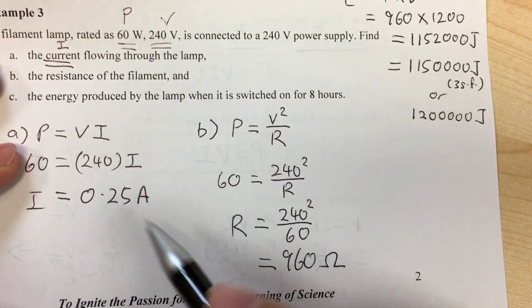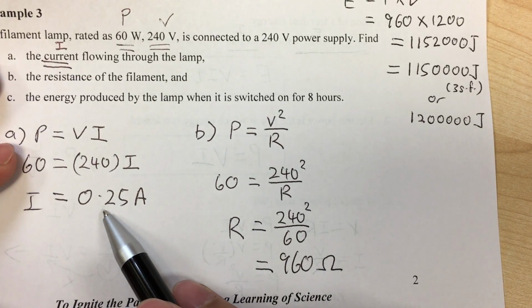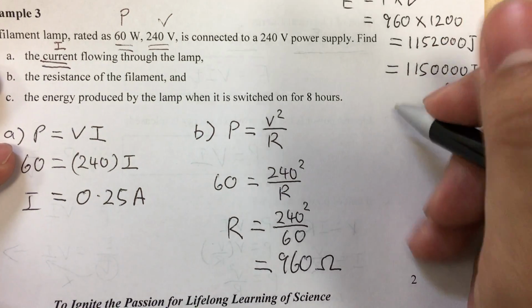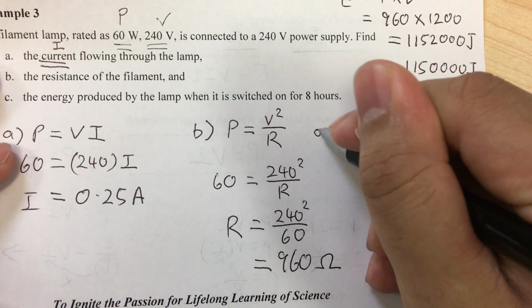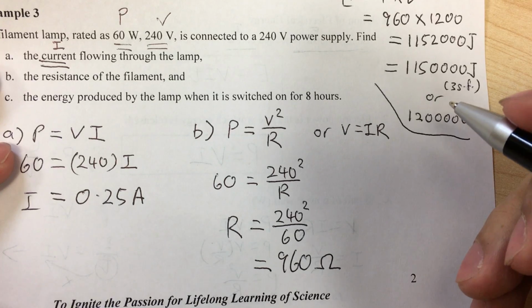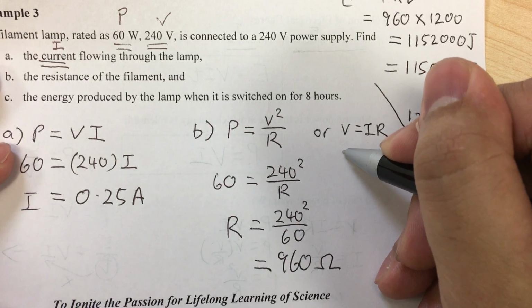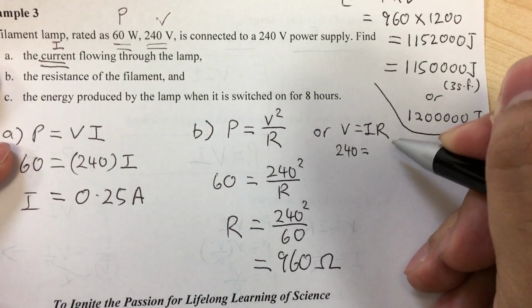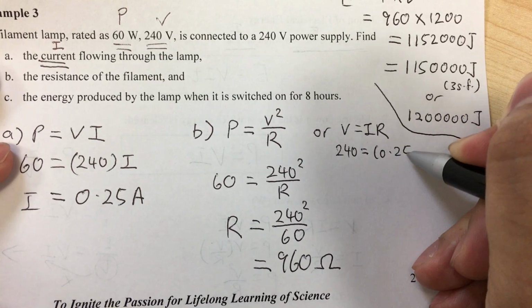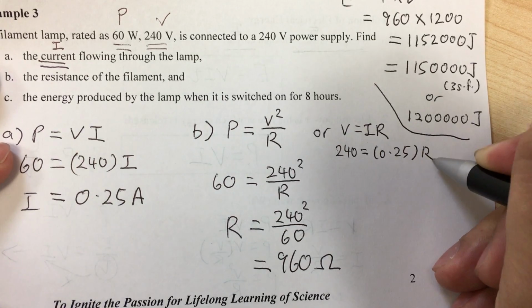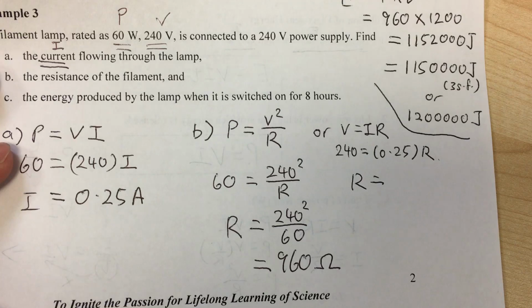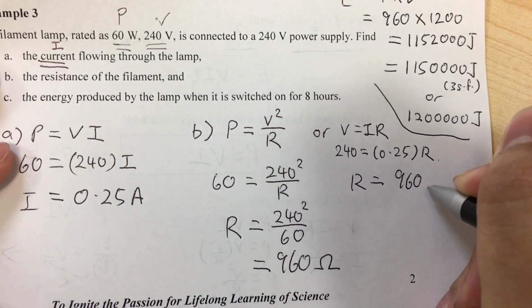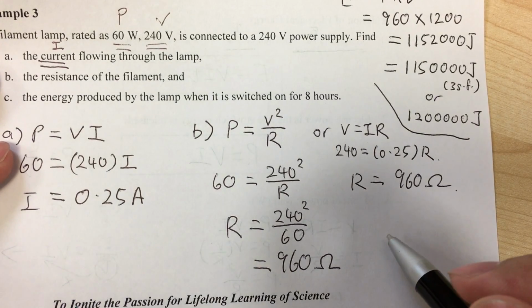Okay, so what's the second method? The second method actually requires you to use this value. So what formula do we use from there? V equals IR. So V is 240 volts here, right? I, given in your previous part, is 0.25. Find R. You notice that the final answer will be the same. Okay, let's double check. Yes, it's the same. So you see, there are multiple ways to get the same answer.